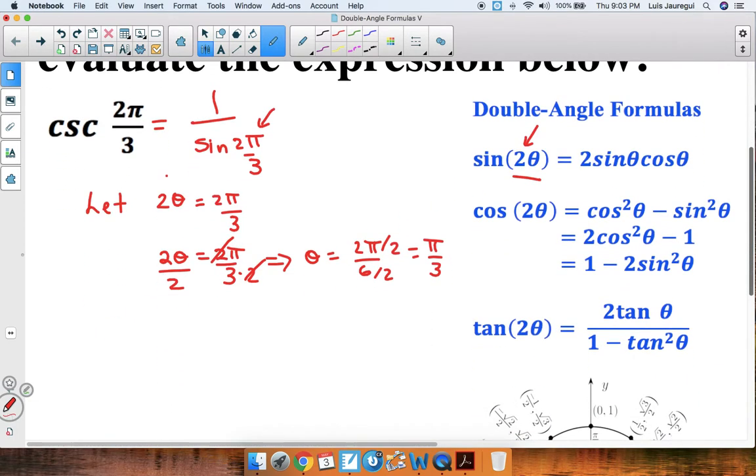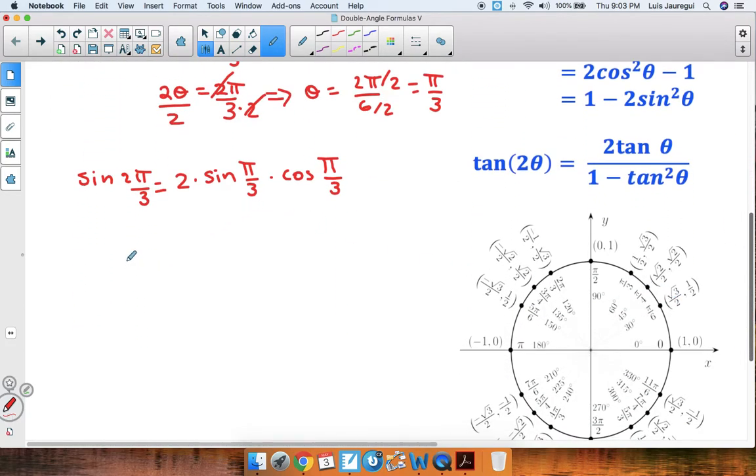Now we can say that sine of 2 pi over 3 is equal to 2 times sine of theta times cosine of theta. So we have 2 times sine of theta, which in this case is pi over 3, times cosine of pi over 3, which is your theta. Now, using our unit circle, we can find those values. So we have sine of 2 pi over 3 is equal to 2 times sine of pi over 3. So we find pi over 3, and recall that sine is associated with your y coordinate. So here we get root 3 over 2 times your cosine of pi over 3, which is associated with your x coordinate of 1/2.